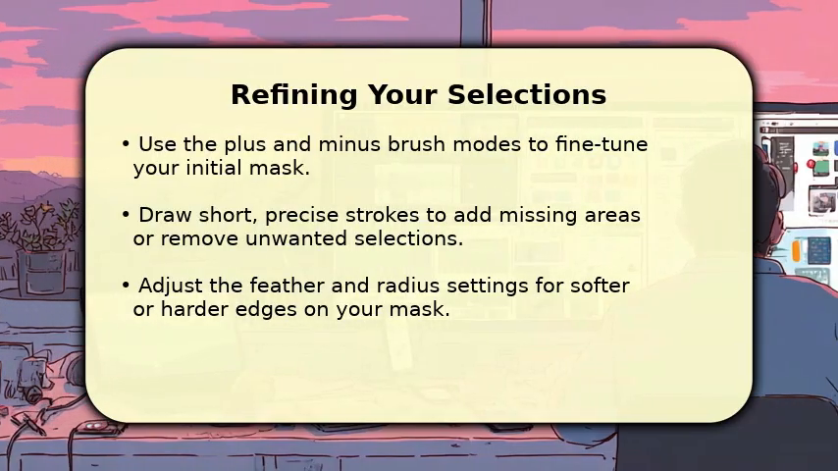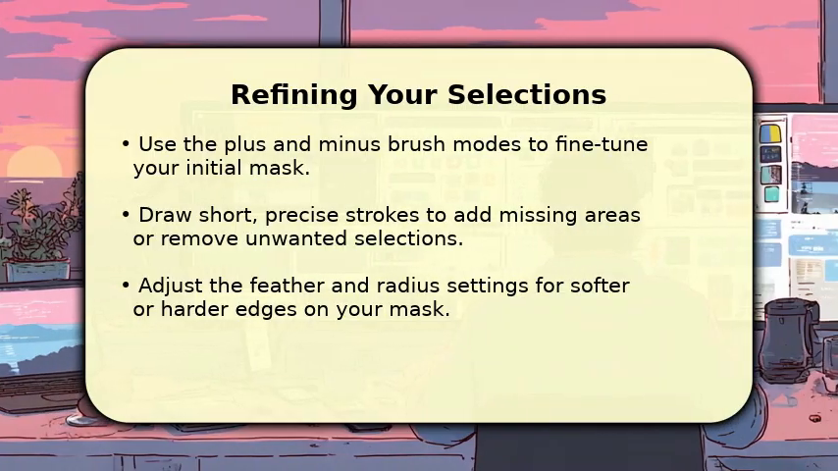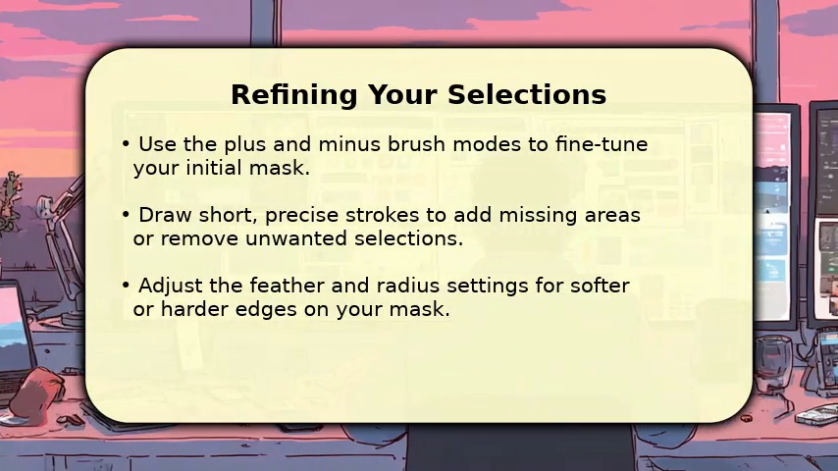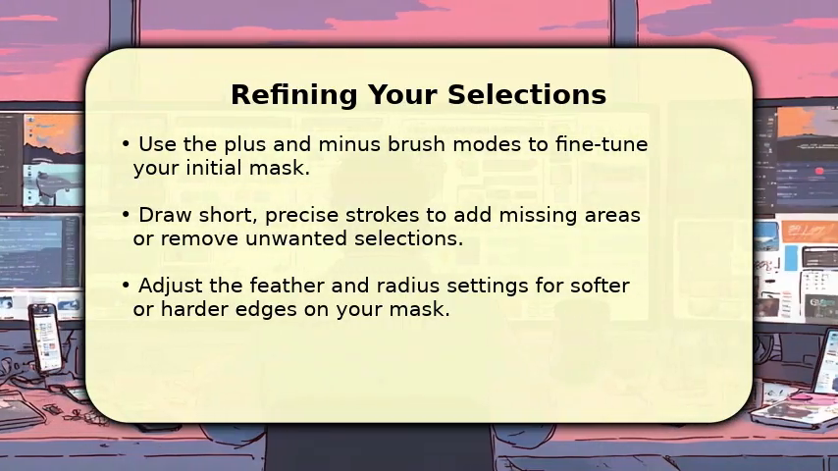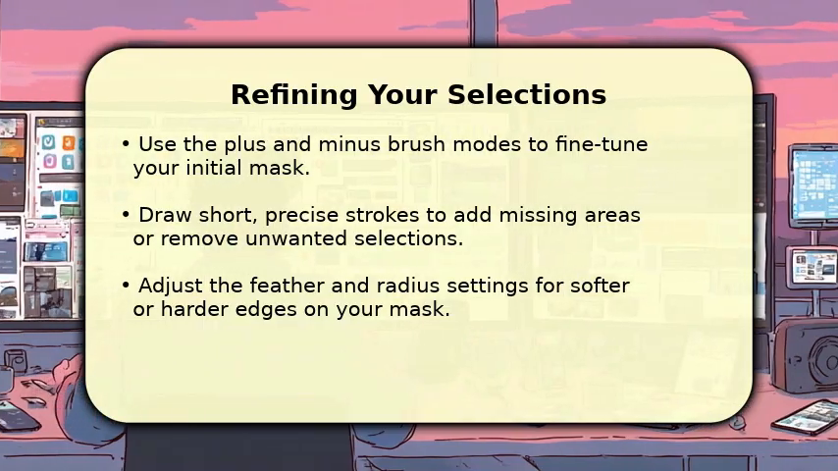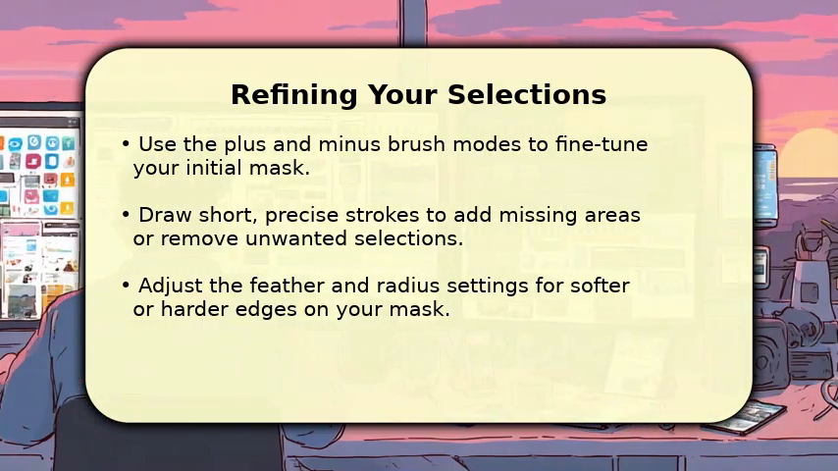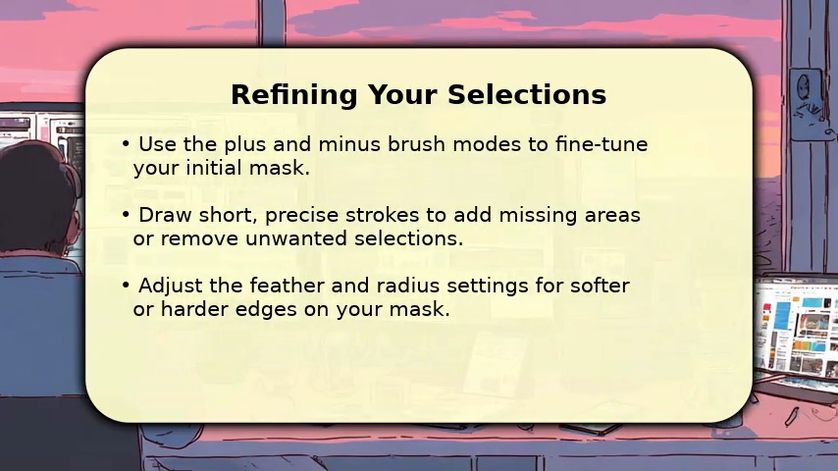Use the plus brush to add any parts of your subject that the mask might have missed. Conversely, the minus brush allows you to remove unwanted areas that were mistakenly included. For precise adjustments, always use short, deliberate strokes. Additionally, modify the feather and radius sliders to ensure your mask edges blend seamlessly or stand out sharply, depending on your specific creative needs.